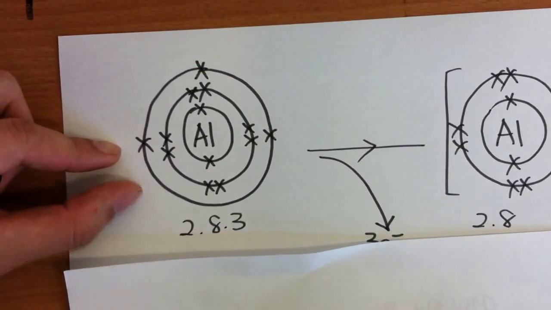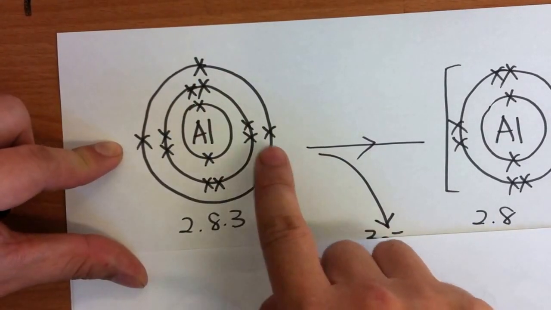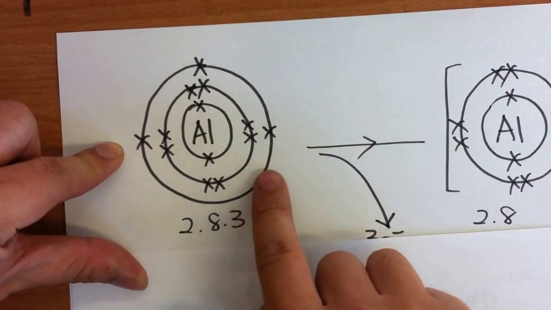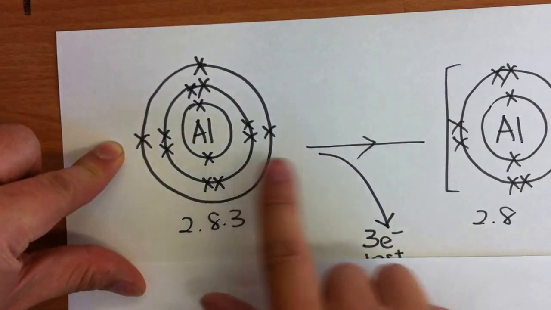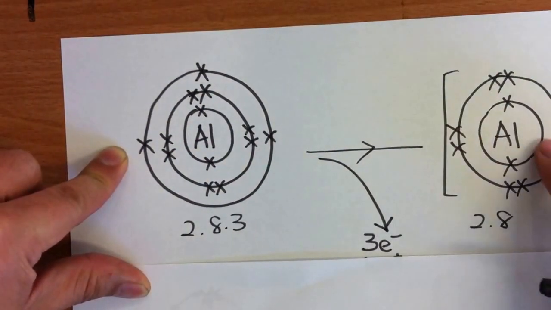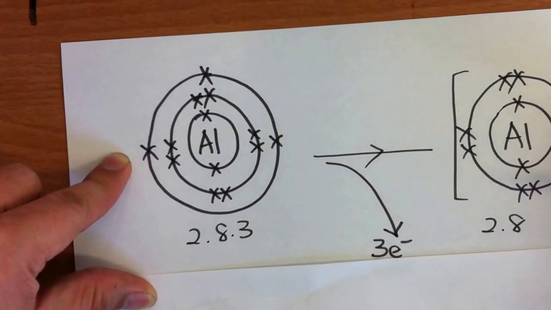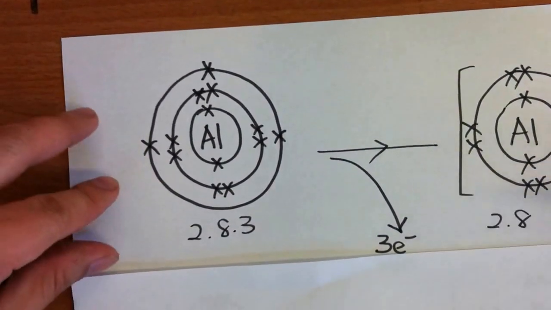Aluminium has 2.8.3 electronic configuration. 3 there. So is it easier to give away 3 or take in 5 more? Definitely it's much easier to give away 3. So if you give away 3, the last shell is gone, and this is what you get, a stable noble gas structure with a 3 plus. Give away, become more positive.